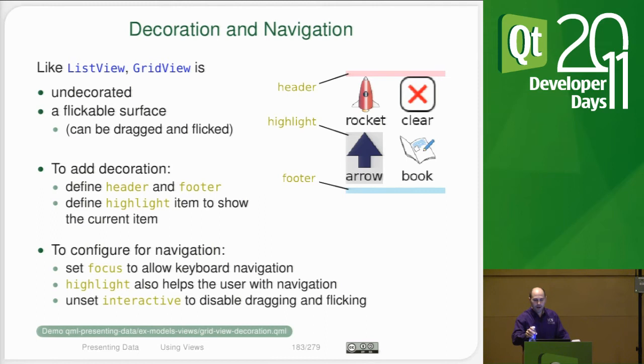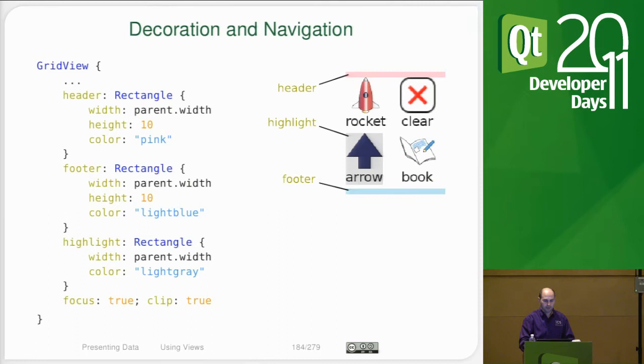Out of the box, all of these lists are flickable. So what that means is that the user can actually put pressure down and give it a quick snap, and it will kinetically scroll. You can tap on it, and it will stop. These views are made for touch interaction. So this is basically the same example as you saw with the list view for header, footer, and delegate. Just the same thing, but using grid view.